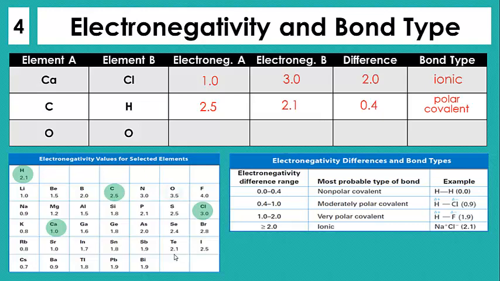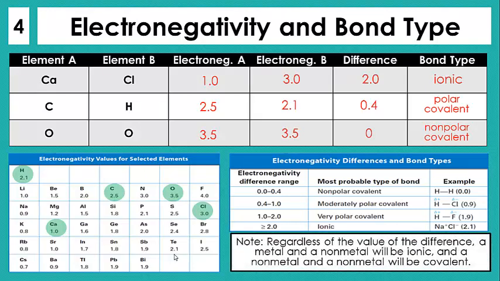The next one, I've got oxygen and oxygen, so that's obviously a difference of 0. So that definitely is going to be nonpolar covalent. Please note that regardless of the value of the difference, if you have a metal and a nonmetal, that will be ionic, and a nonmetal and a nonmetal will be covalent. The electronegativity difference range is a spectrum. So it goes from being absolutely not polar at all to ionic, which is very, very polar. So there is a range, and bonds fall along that range. It is a spectrum.